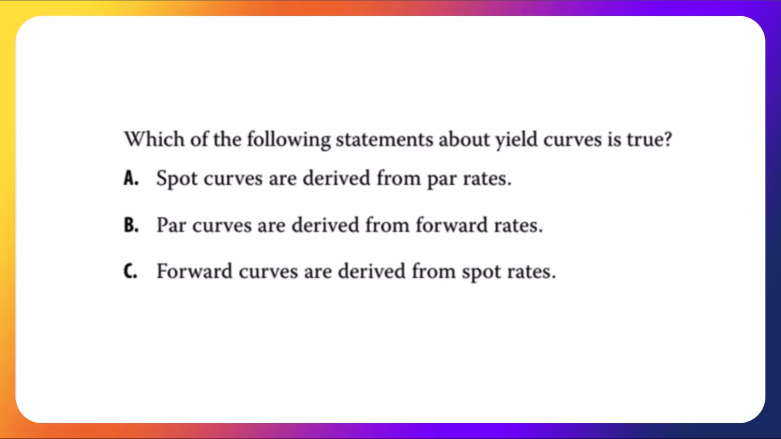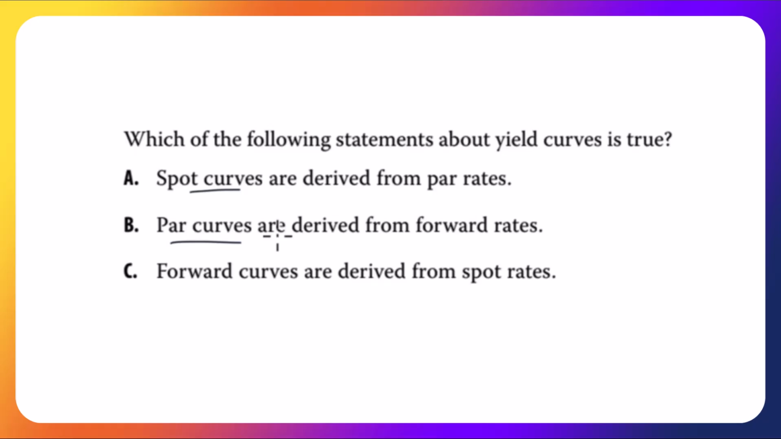Which of the following statements about yield curves is true? I don't like this question because they're all true. Spot curves are derived from par rates. If you give me par rates, I can give you spot rates, and from those spot rates, draw a spot curve. Par curves are derived from forward rates. If you give me forward rates, I can give you the spot rates. If I have the spot rates, I can derive the forward rates, and with those forward rates, par rates, and with those par rates, draw a par curve.